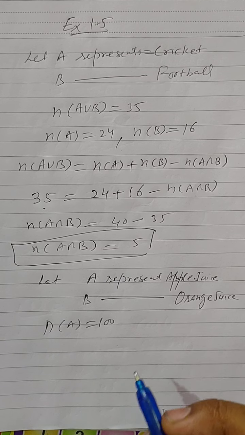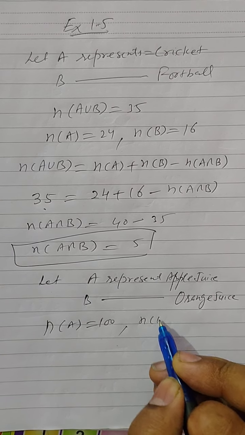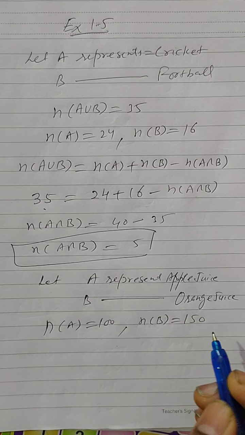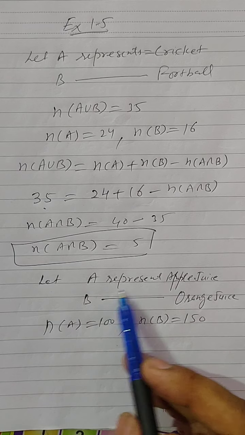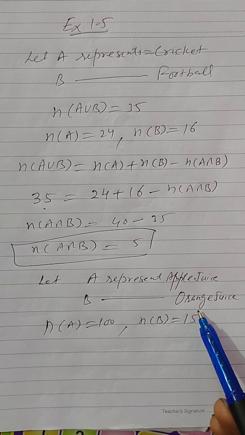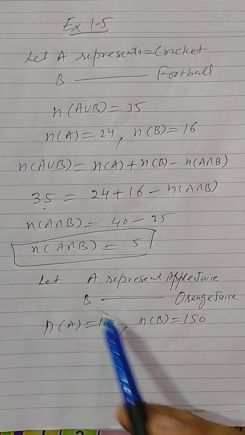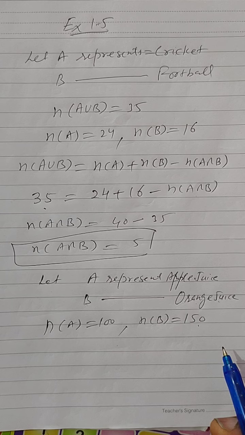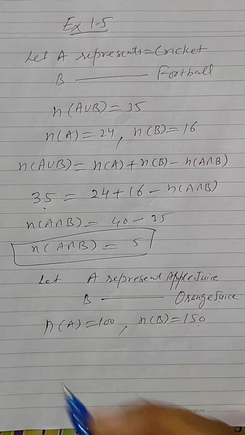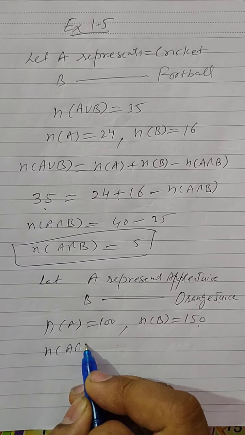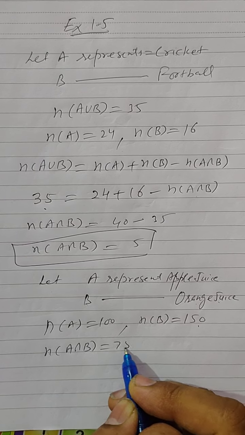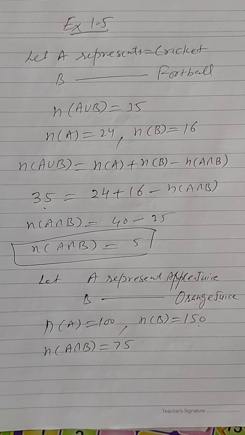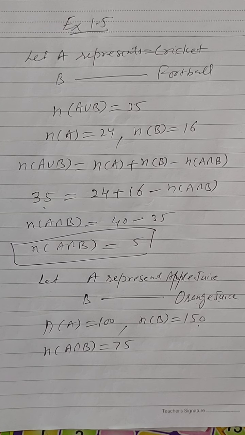150 taking orange juice. So n of B is 150. 100 were taking apple juice, n of A, and who are taking orange juice, it is n of B. They are given to us as 150. And 75 were listed taking both, जो दोनों पीते हैं, means n of A intersection B. These are 75. Find how many students were taking neither apple juice nor orange juice.